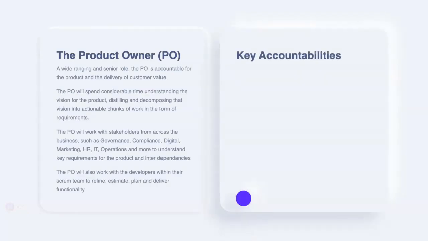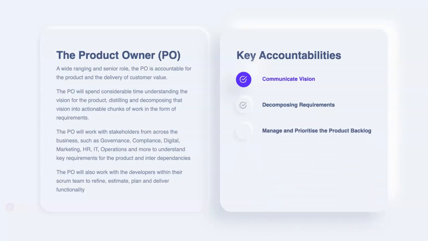Now, top of the list has got to be communicate vision. Imagine if the product owner wasn't communicating vision. Imagine what would happen. The developers and the Scrum Master wouldn't really know what the product was trying to do, where it was trying to get to, and when. They would start to diverge in their ideas as to what the product was for, and then conflict would arise and value would decrease. So it's fundamental to the product owner role to communicate the vision clearly and regularly.